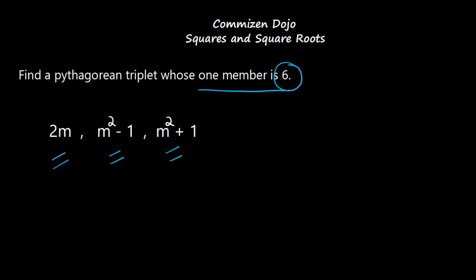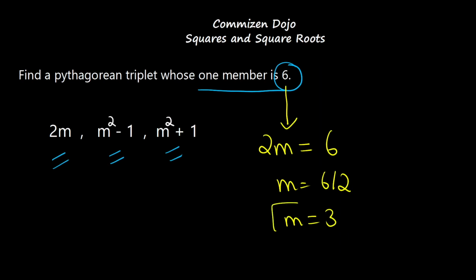So now what I'm going to do is I'm going to equate 6 with 2m. So I will write 2m is equal to 6. So m is equal to 6 by 2. So m is equal to 3. Now I have the value of m.